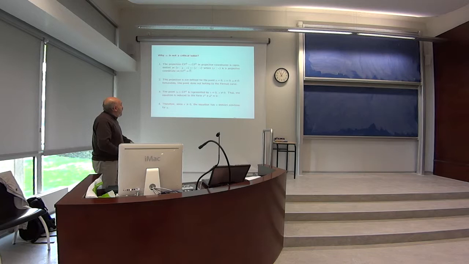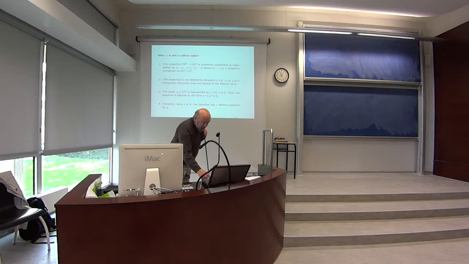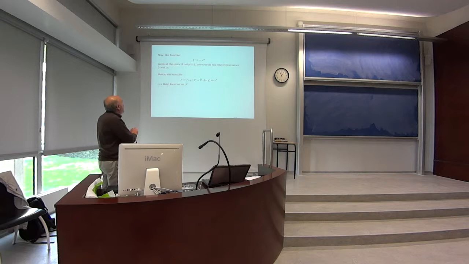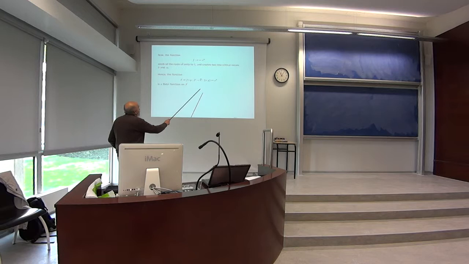But this point does not belong to the Fermat curve, so we are happy with that. Okay, and then we see that when z is equal to 1, our equation for y with fixed x has n solutions. Now, let us apply the function x to x^n. It sends all roots of unity to 1, and it creates two new critical values, 0 and infinity. Therefore, the composition of these two functions, x going first to x and then to x to the power n, is a Belyi function.